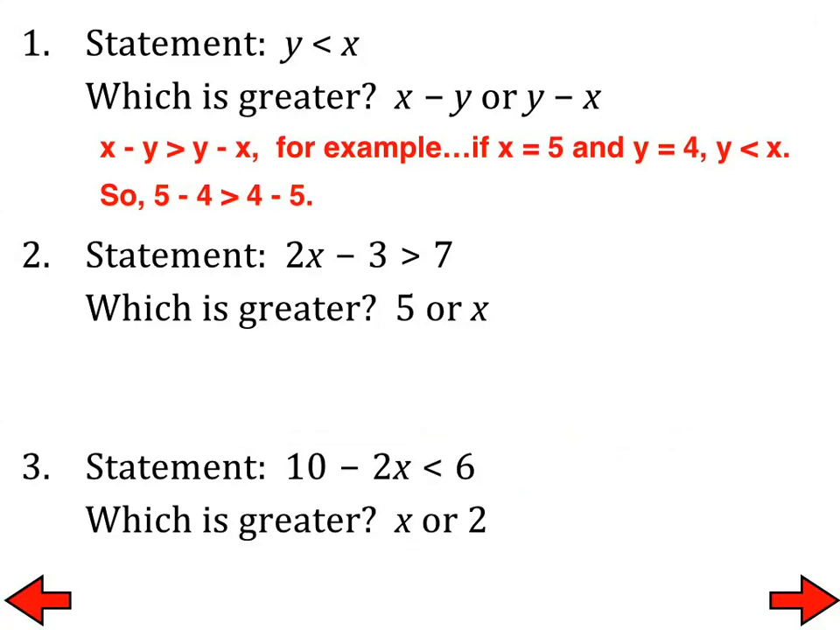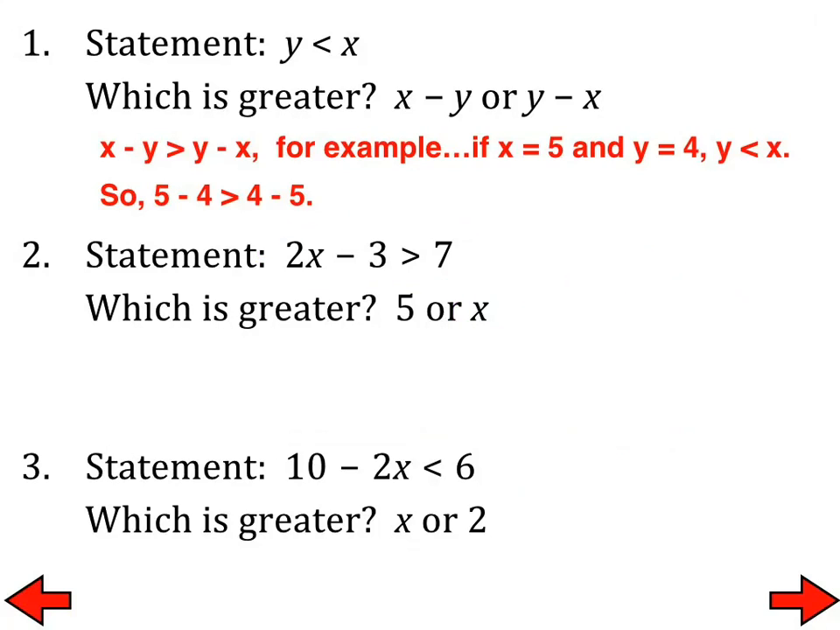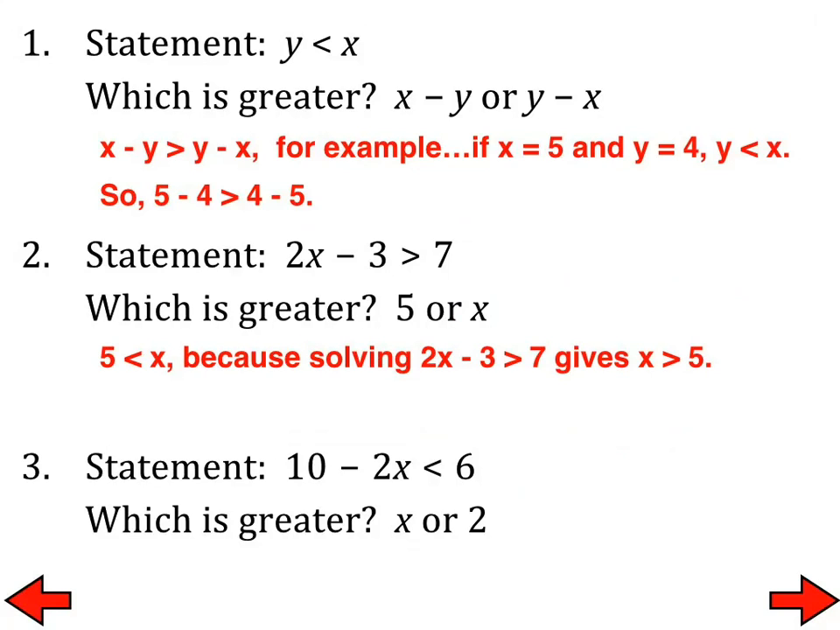Okay, everybody try number 2. The question in this one is, which is greater, 5 or x? Which one's greater? X is greater than 5. Why? Because I kind of just took it that you solve the inequality, and you end up with x is greater than 5. Okay, very good. So you solve the inequality, you get x is greater than 5. So that tells you right there that x is bigger than 5. So obviously, x has to be greater than 5, because of that statement right there. So once again, x is greater than 5.